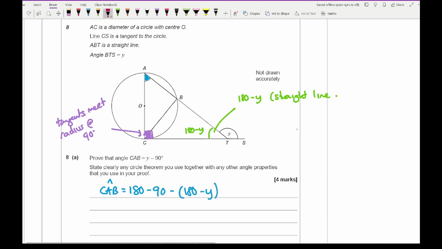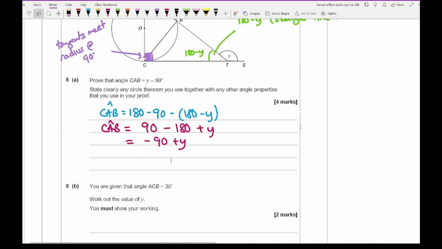So then if I simplify this, I get CAB equals, well, 180 take away 90 is 90, and minus 180, and then plus y. Now that becomes minus 90 plus y, which if I flip those two things around equals y minus 90. So CAB equals y minus 90.